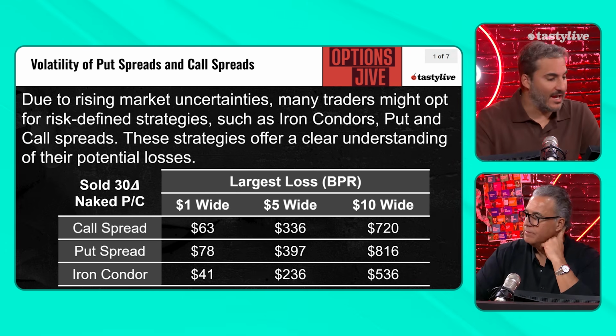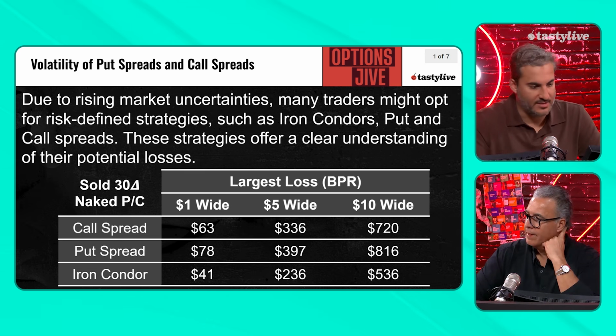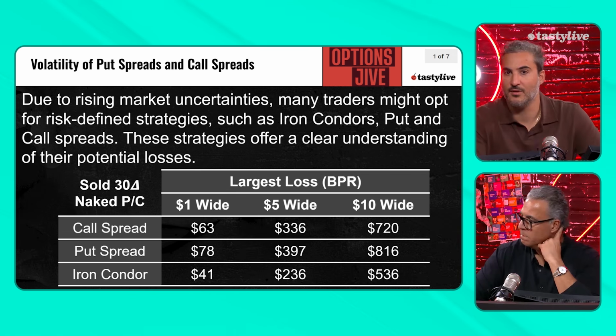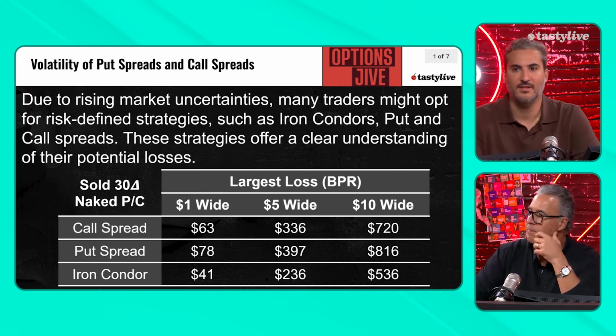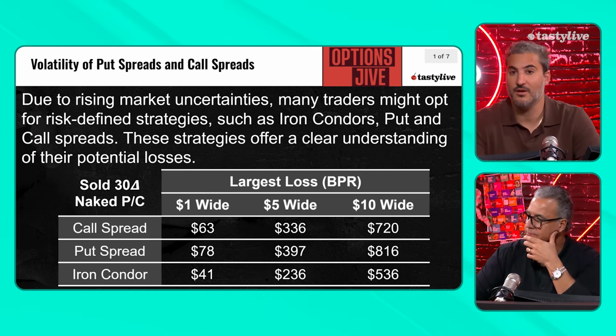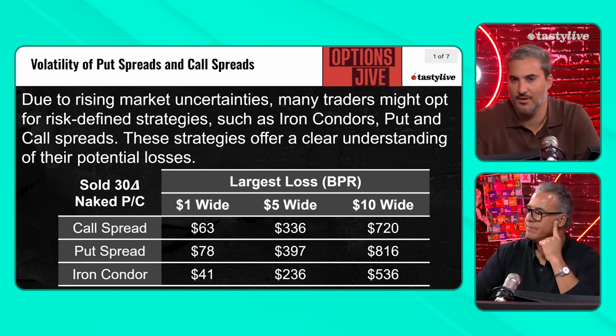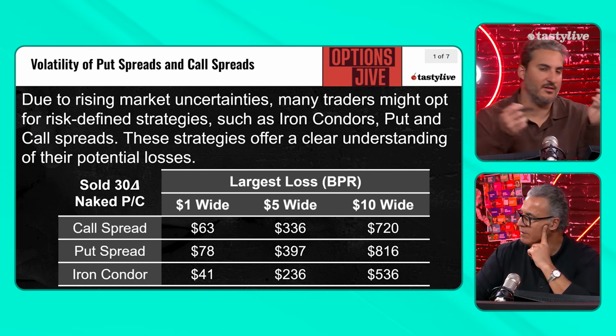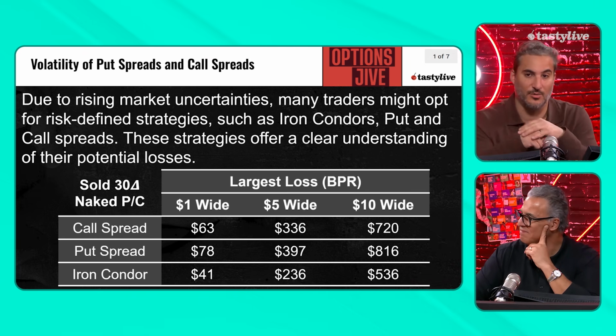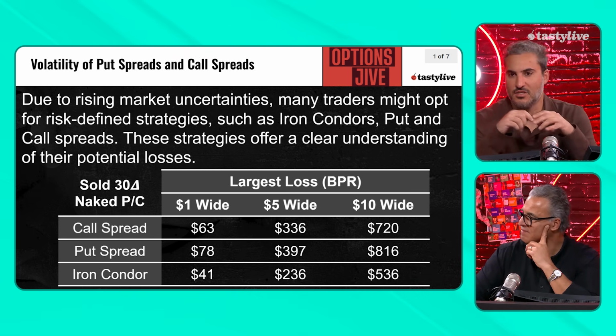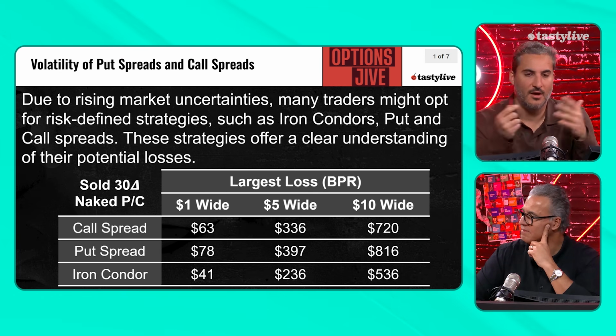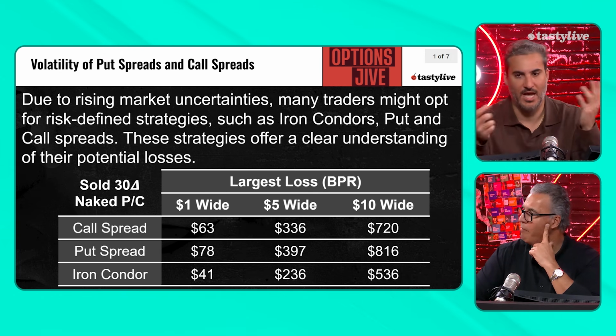Due to rising market uncertainties, many traders might opt for risk-defined strategies such as an iron condor, put or call spreads. These strategies offer a clear understanding of their potential losses. Typically, we look to sell around the 20 to 30 delta, which is where our shorts are typically placed. Your spread width can depend on your risk tolerance and how much capital you have.